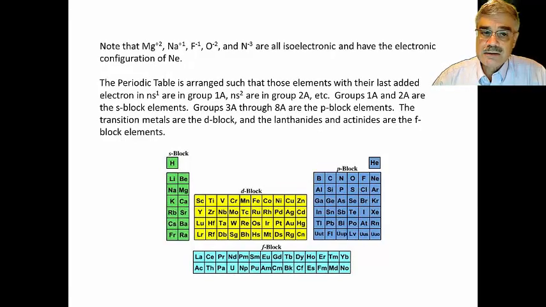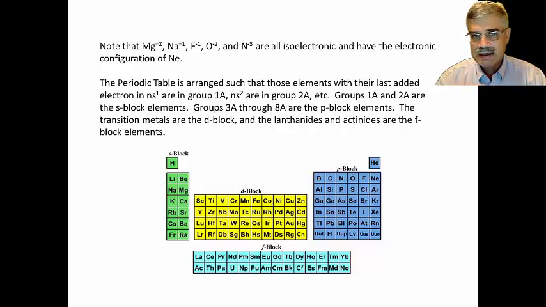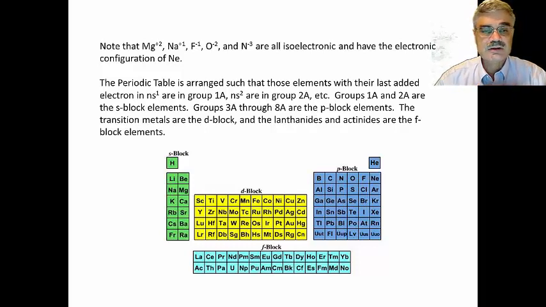Note that magnesium +2, sodium +1, fluoride -1, oxide -2, and nitride -3, these cations and anions of these species are all what we call isoelectronic. That is, they have the same number of electrons as neon. Turns out to be 10 electrons. We'll show that a little bit more in the next slide. I think I have that illustrated a little bit more.